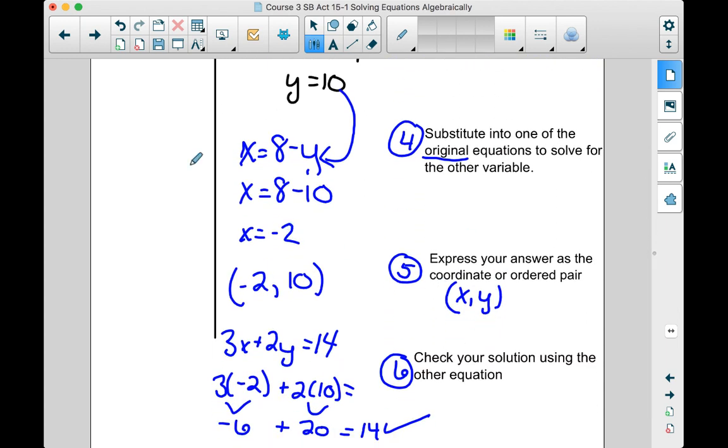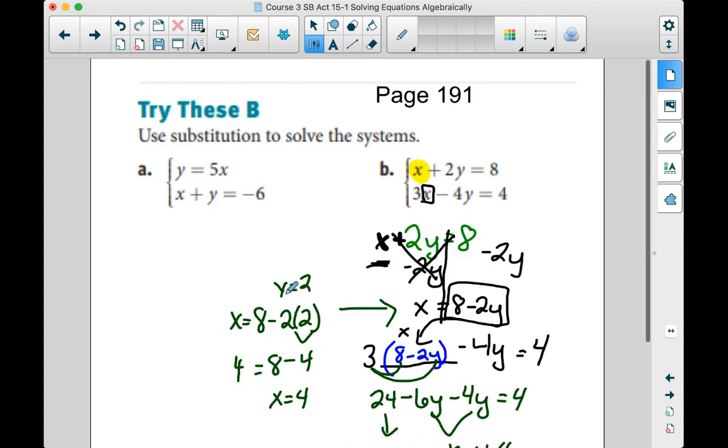Express the answer as an ordered pair. So my answer is an ordered pair. Remember, an ordered pair is always x comma y. So my answer as an ordered pair would be 4 comma 2.